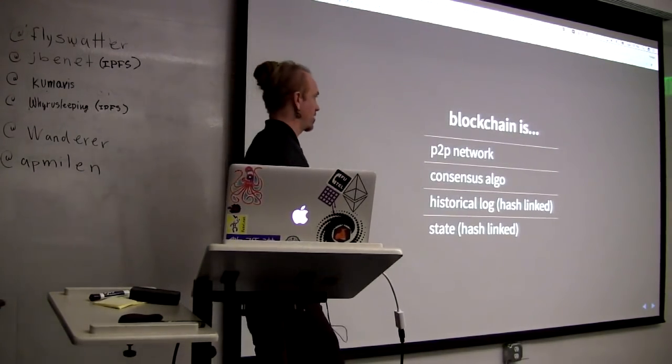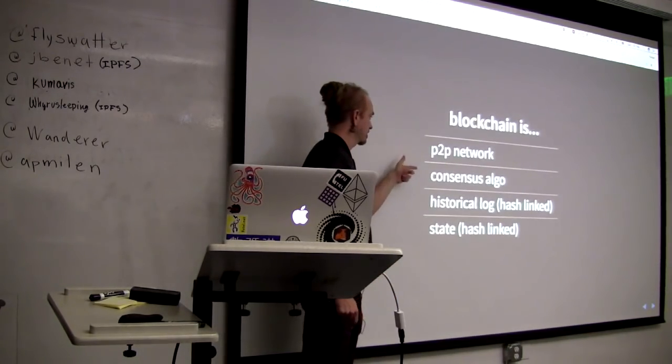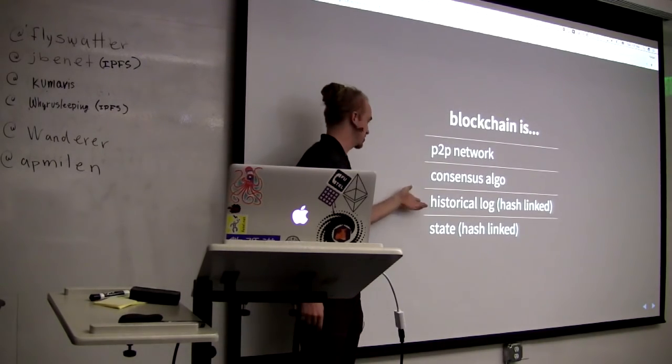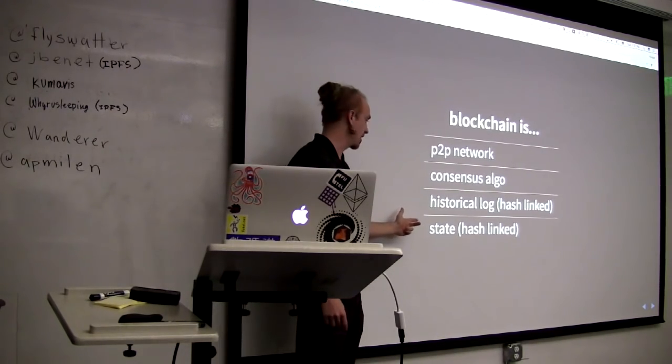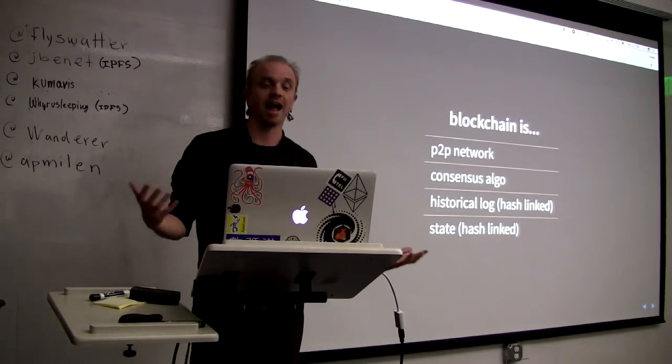So what's a blockchain? It's a combination of a couple things. One, you have a peer-to-peer network. You have a consensus algorithm. You have some historical log, which in aggregate gives you the current state. And both the historical log and the current state are hash-linked data.